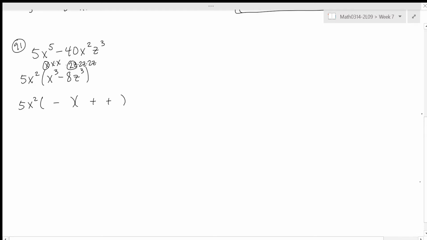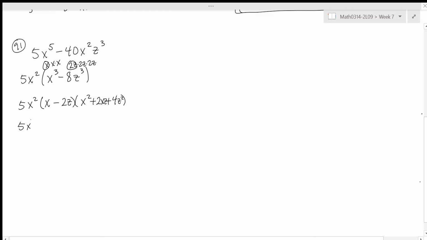Third step, fill in the blanks. I need an x and I need a 2z. And then we're going to go bam, bam. X times x. And then we're going to go bam, bam. X times 2z, 2xz. And then last, bam, bam. 2z times 2z, 4z squared. And that's done.